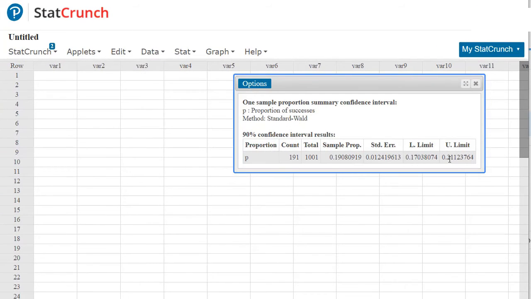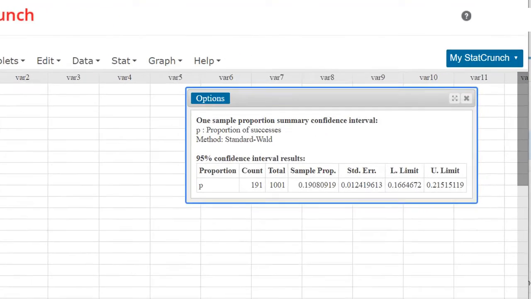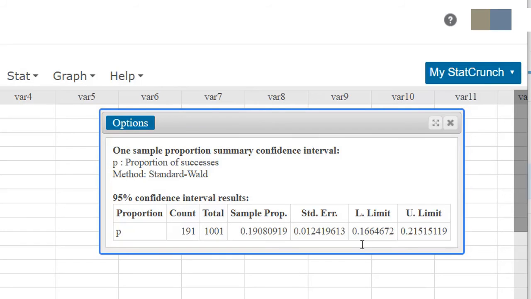If I want to now change that and do the 95% confidence interval, I could either start over, or I can go to Options and Edit, and I could go down here and change my level of confidence to 95. And if I recompute, I get 0.1665 to 0.2152, and that does go out so that we can see it is actually a 5, so that should be 2152. So we had a little bit of error in our by hand method.